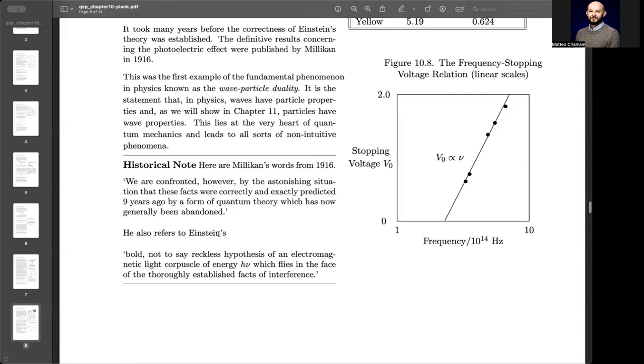He talks about Einstein, and says, his bold, not to say reckless, hypothesis of an electromagnetic light corpuscle. This is just a little piece of energy h nu, which flies in the face of the thoroughly established facts of interference. Now, what do we mean by that? Well, of course, you have experiments such as the double slit experiment for light, where you have interference of waves. So light is a wave. That's been shown many, many times. This is in contrast to the optics of Newton.